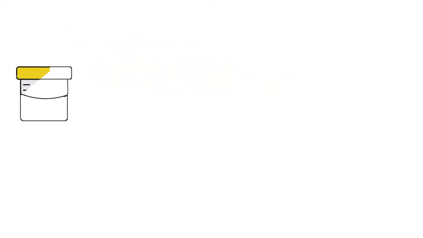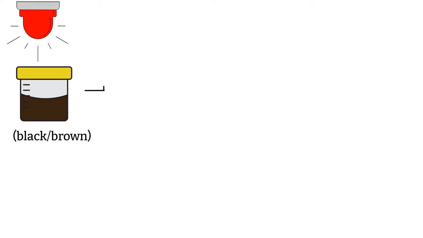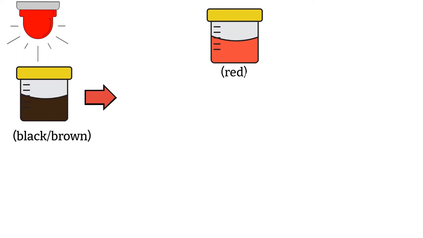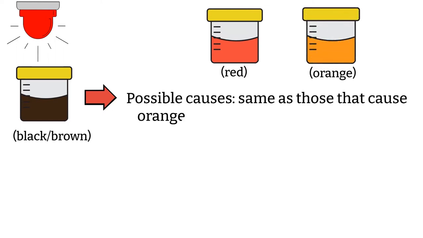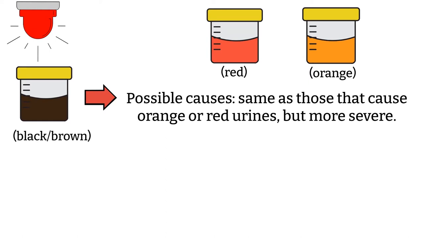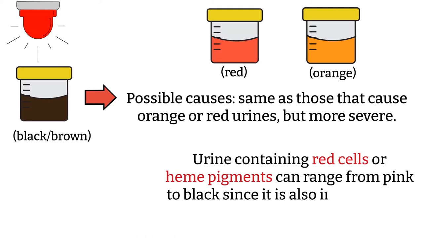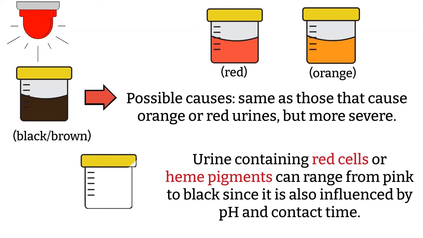Brown and black. Brown and black urine is not common, but it can be alarming when it happens. Brown and black color urine can come from any cause of red or orange urine, but in a more severe condition. Urine that contains red cells and heme pigments can range from pink to black because it is also influenced by the pH and the contact time between pigment and urine.